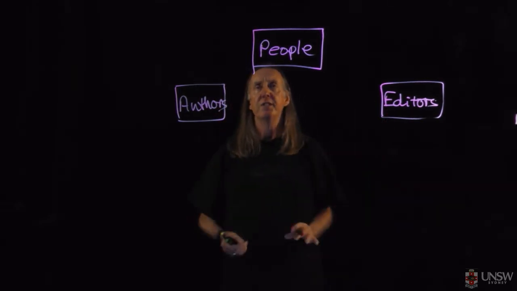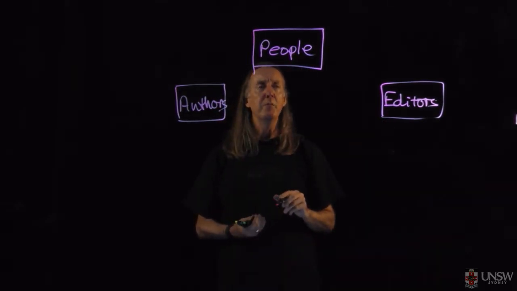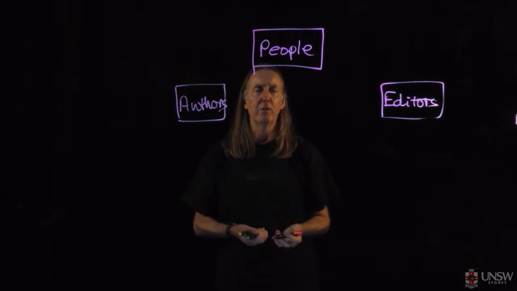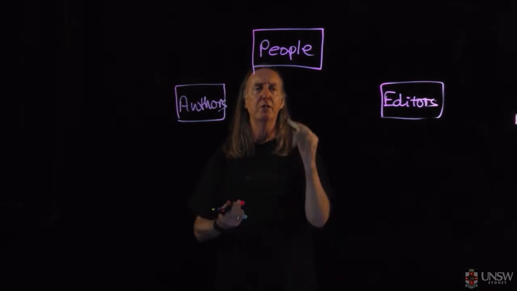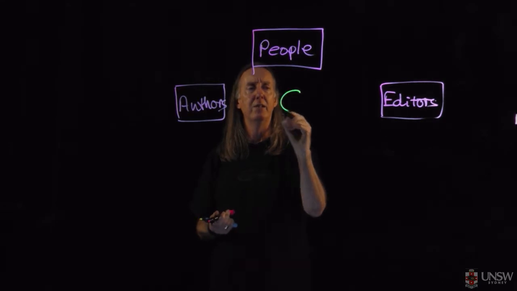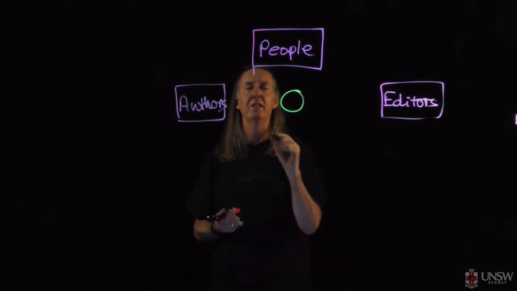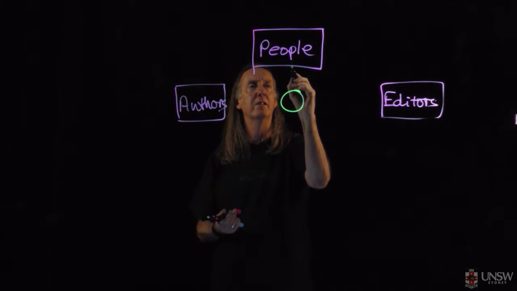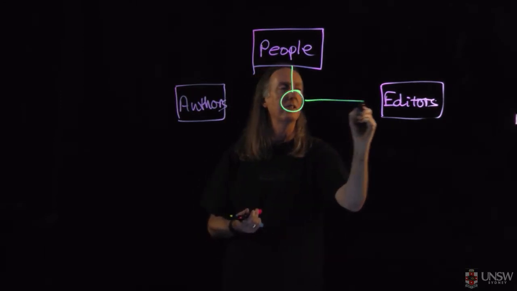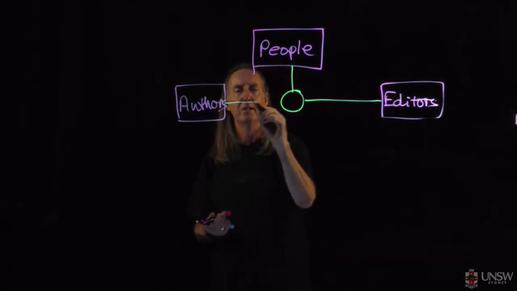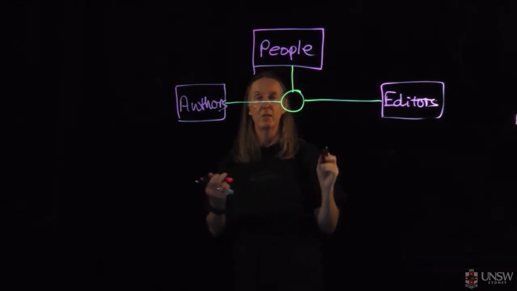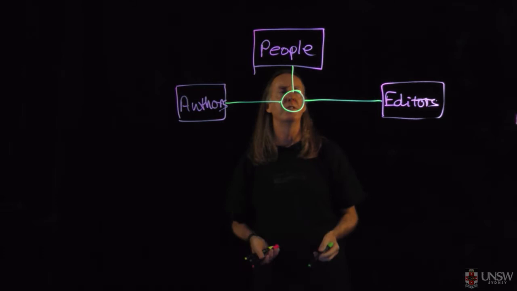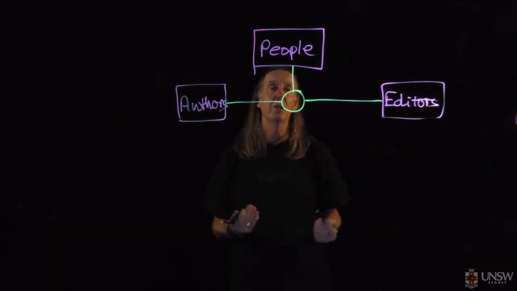Okay, so the authors and editors are subclasses of people, and to represent subclasses in the ER model, we typically use a little circle and associate the subclasses to the parent class, something like this. So what this says basically is authors and editors are both types of people.